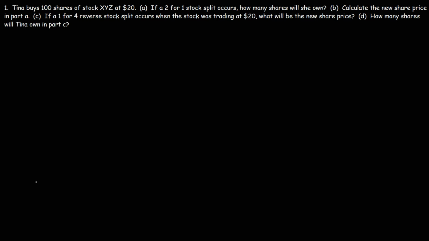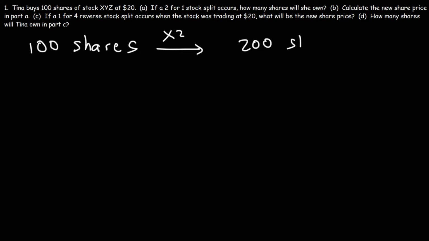So we're dealing with a forward stock split. She's going to receive 2 shares for every 1 share that she owns. So the number of shares that she has will be multiplied by 2. So Tina originally had 100 shares. That's going to go up by a factor of 2. So now she's going to own 200 shares.